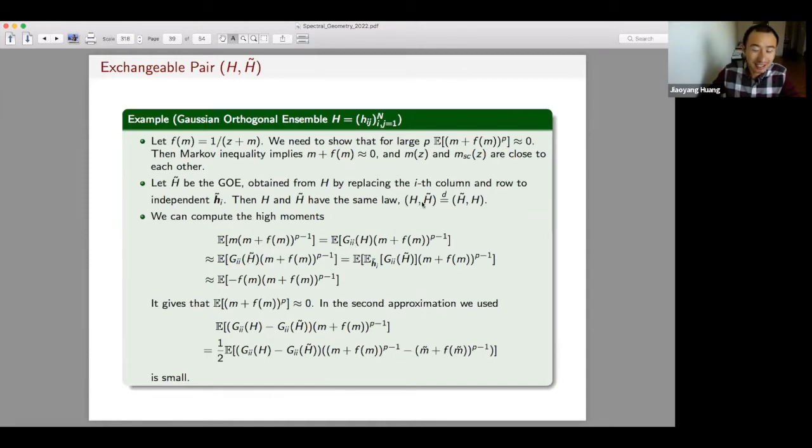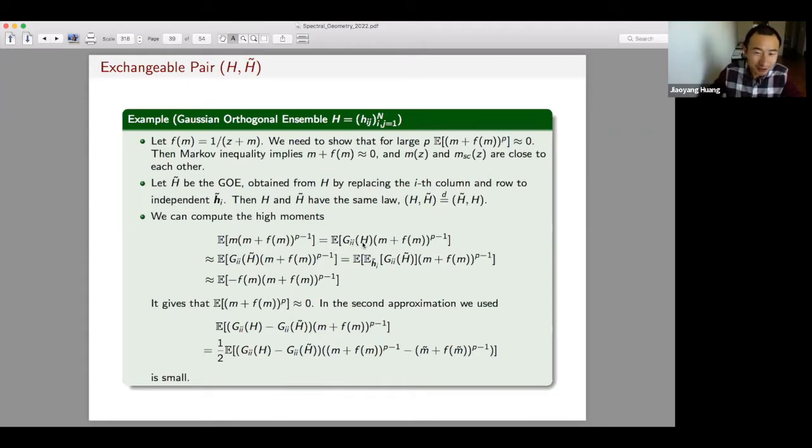It turns out, because H and H tilde form an exchangeable pair, the difference of those two terms is small, and it is explicitly given here. If you take the difference, it's given by the difference of the Green's functions times (m plus f) to the power p minus 1. And because H and H tilde form an exchangeable pair, you can exchange H and H tilde and average the two expressions. Then you get another difference, where m tilde is the Stieltjes transform of the matrix H tilde. Because you have these two differences, by perturbation, if one is epsilon, this will give you epsilon squared, so you gain some control on the error term. Because of this trick, this replacement gives you a very small error.